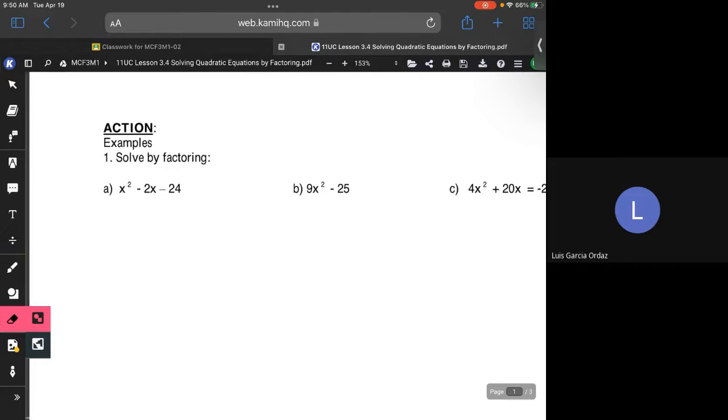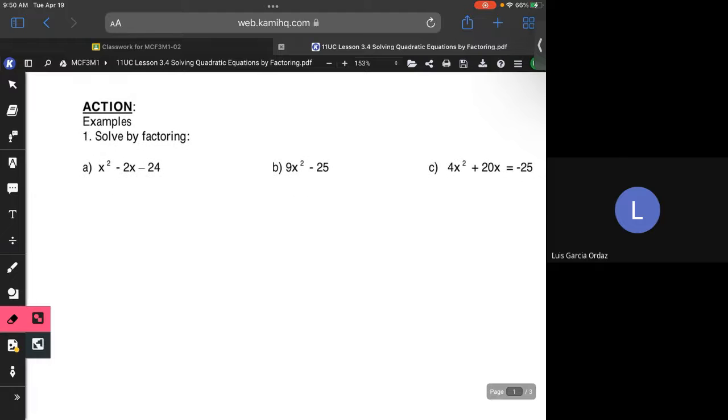So I need to solve this by factoring. And when I have to solve, I have to find these pieces of information: my y-intercept, my x-intercepts, and my vertex. So that's what I have to do when I solve. The first one is pretty easy. I have x squared minus 2x minus 24.